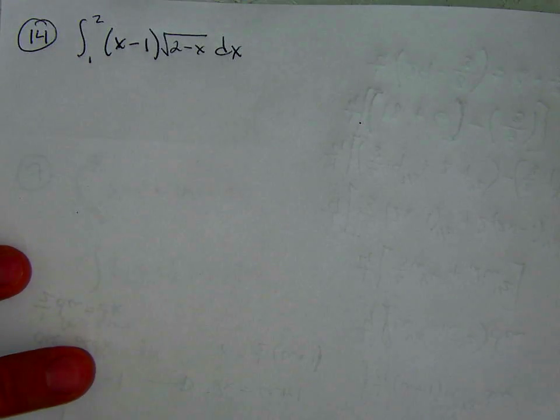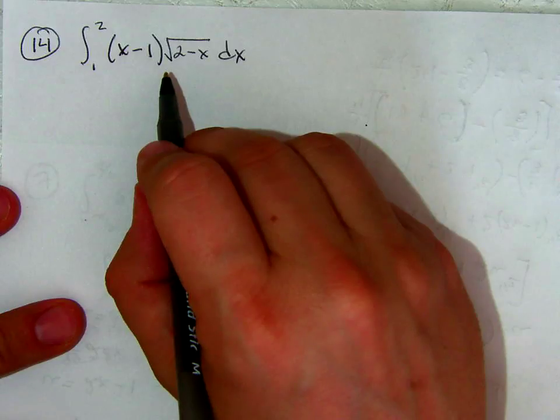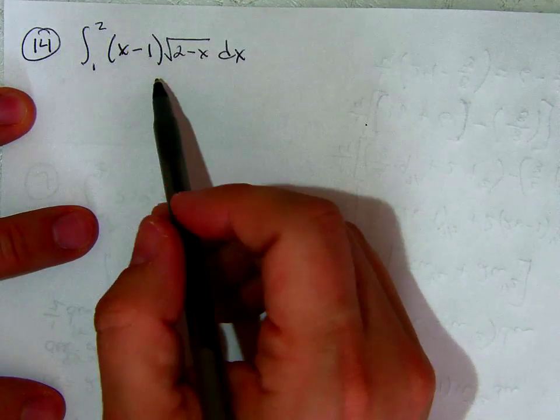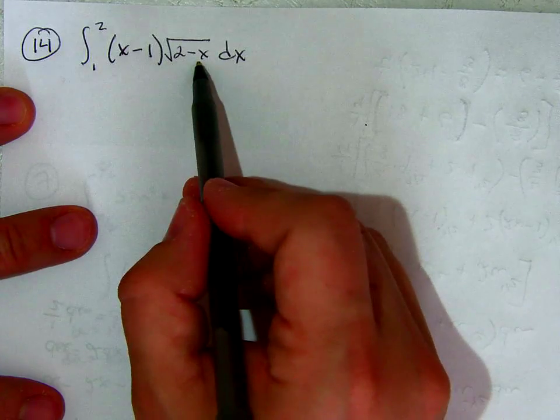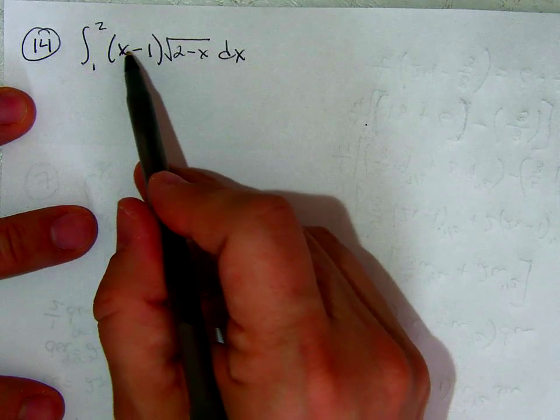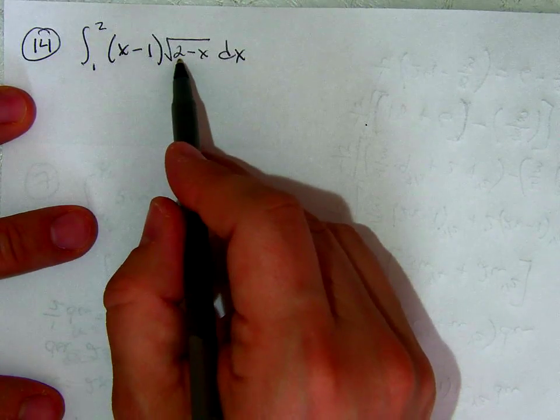All right, let's look at number 14 here. We've got the integral from 1 to 2 of x minus 1 times the square root of 2 minus x dx. This one's a little weird. First of all, notice that the degree inside and outside is the same. It's both 1. So we know we're going to have to kind of manipulate our initially used substitution statement.